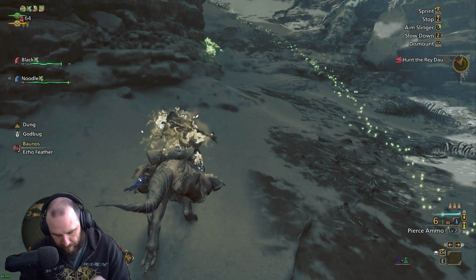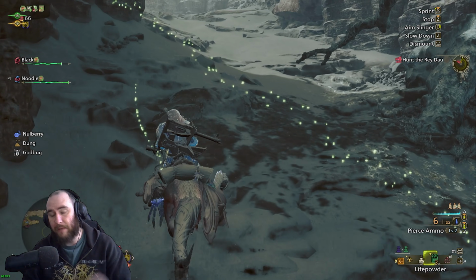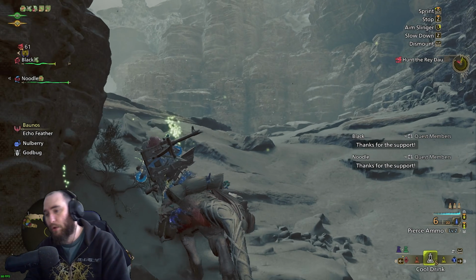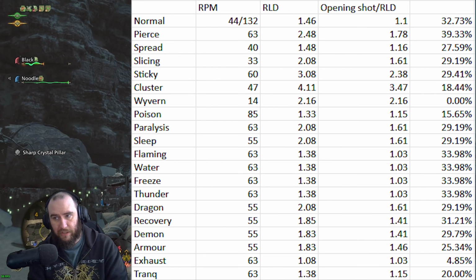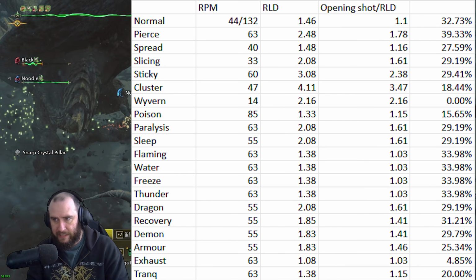So I did all of this with every single ammo type, and then I did it again with opener, because obviously opener decreases our reload. These are the results. So hopefully these help out.